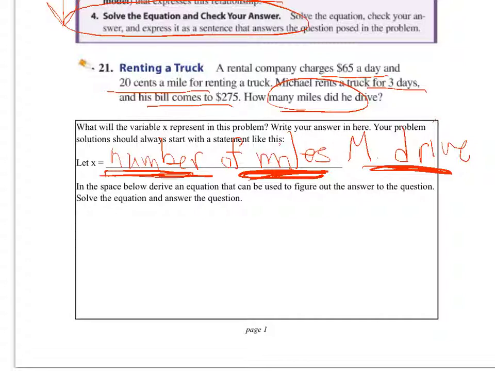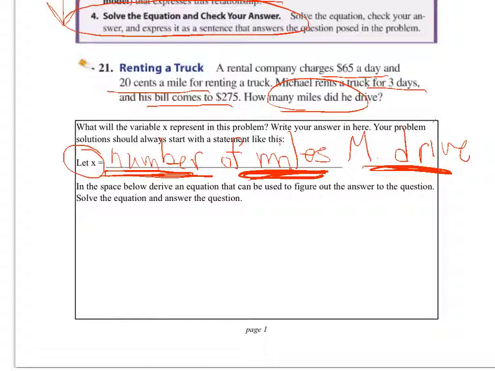So now that we have identified the variable, we're ready to figure out if there's some other information in the problem that we need to use to get the equation that we want to solve in order to find the answer to the question, how many miles did Michael drive? The equation will have the variable x, so we have to have relationships between x, the number of miles he drove, and other quantities in the problem.